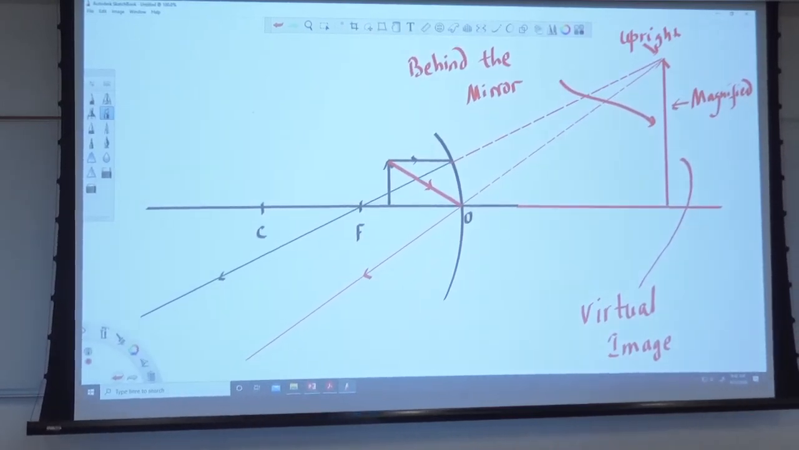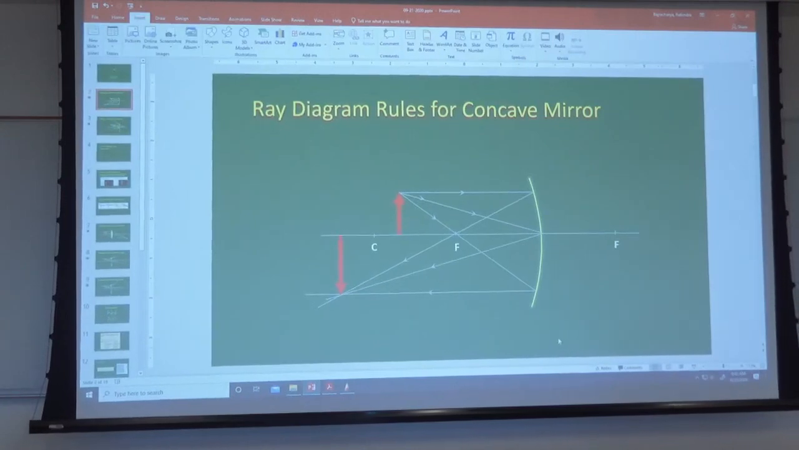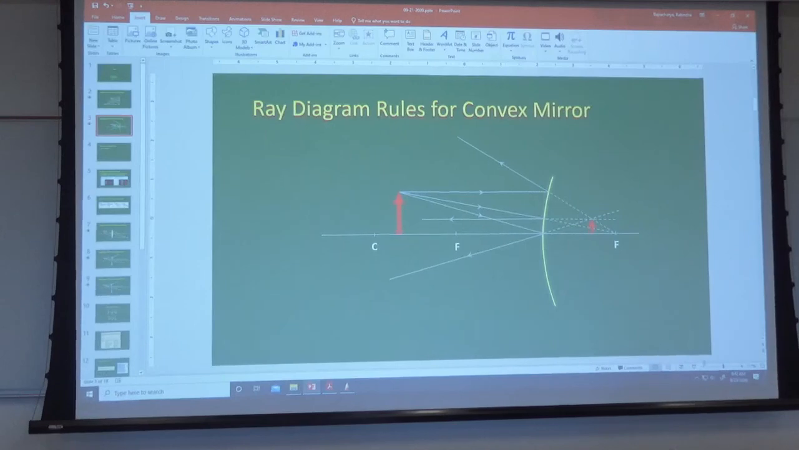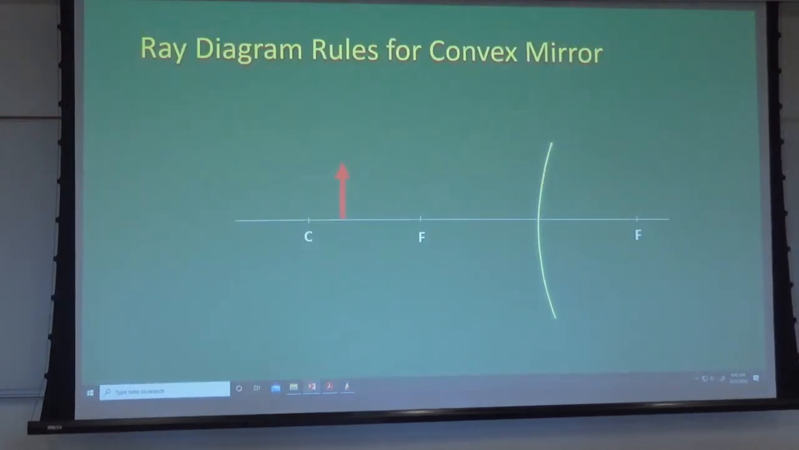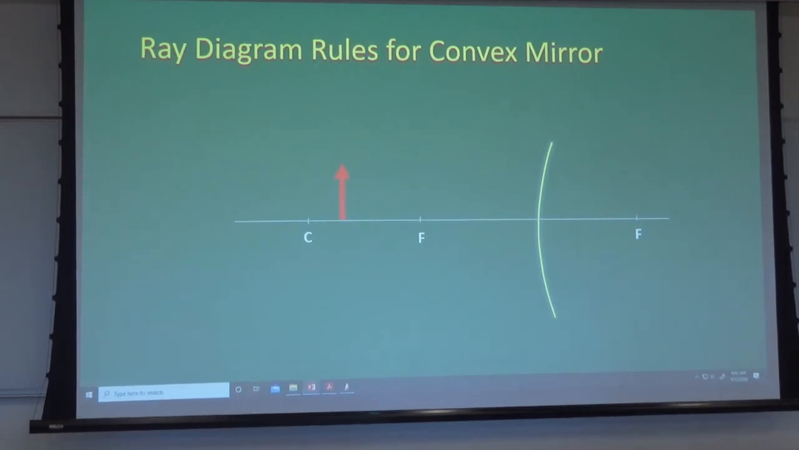So let's look at the convex mirror. For a convex mirror, no matter where you place the object, the image is always diminished, or smaller than the object, and it's always virtual. So unlike the concave mirror, you cannot form the image on a screen. It's always formed by producing the reflected rays backwards.